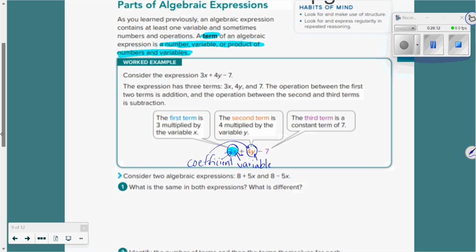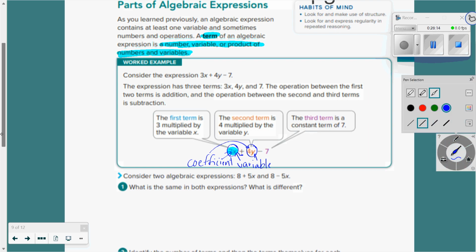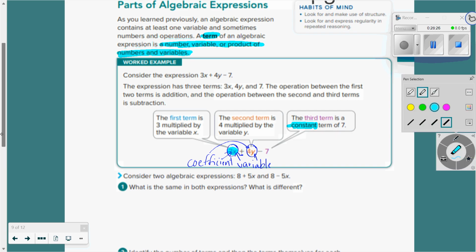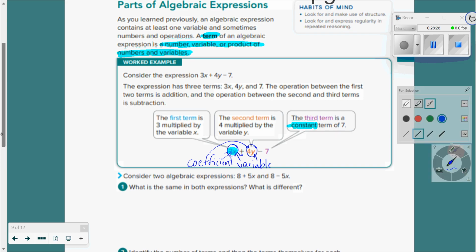And then our last one, there is no variable in there. Instead, we have another of our vocabulary terms, and that is a constant. A constant is a number that is by itself. There's nothing else with it. So if you have a constant, it's basically just saying a number by itself.